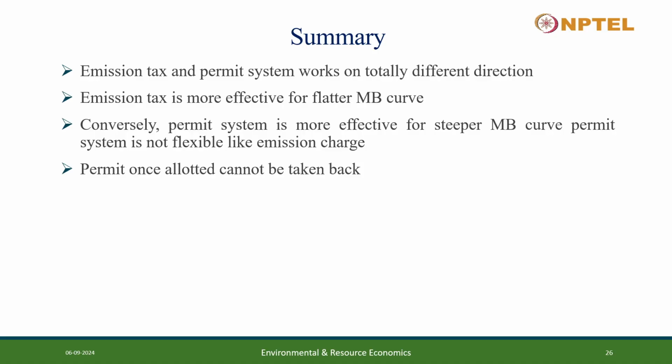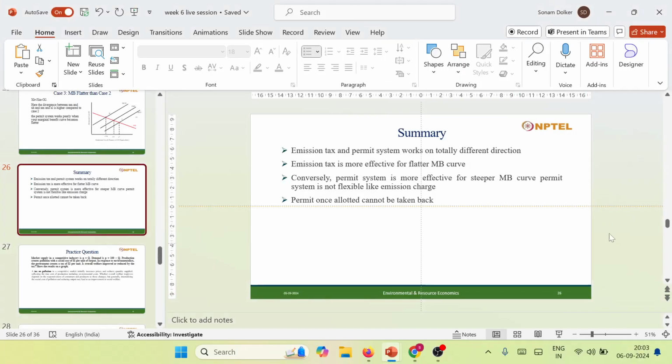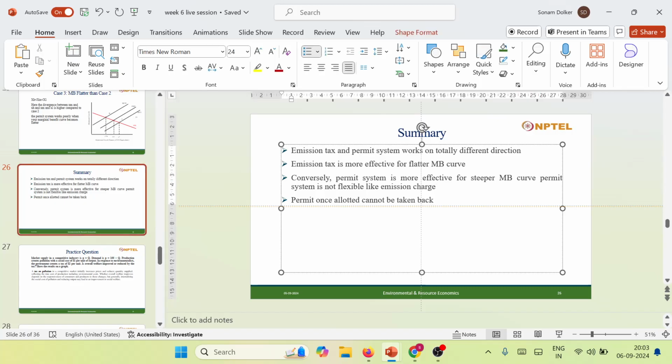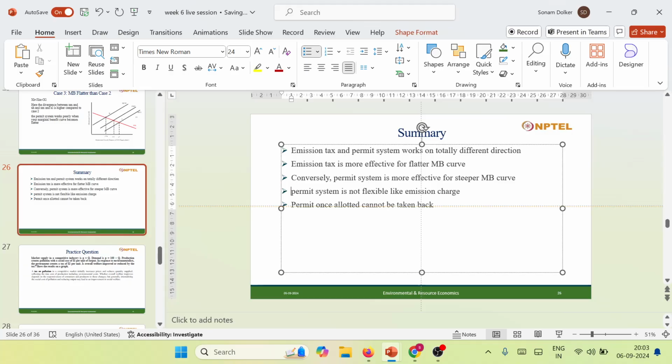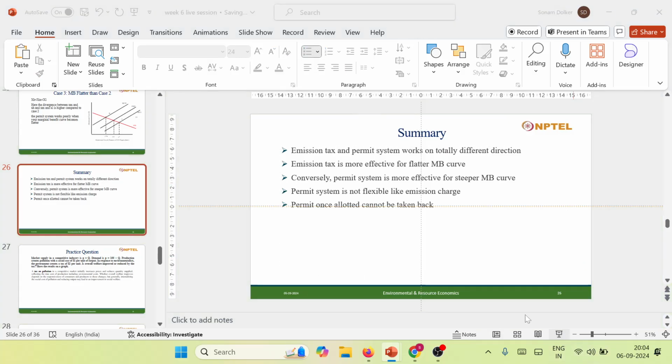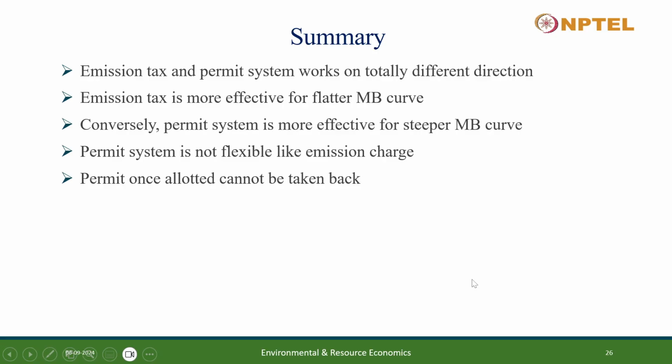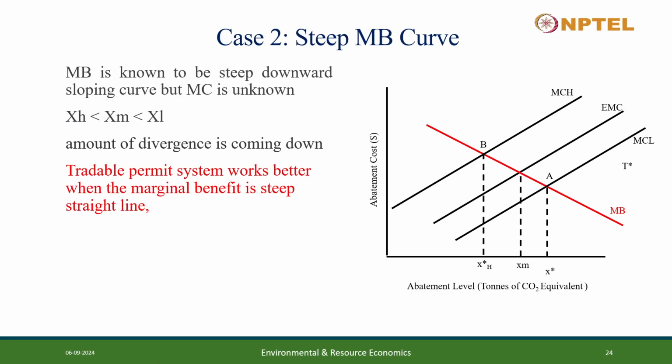Also we can say that the permit system is not flexible like emission tax system. Okay. Permit once allocated or allotted cannot be taken back. So this is all we have discussed till now.